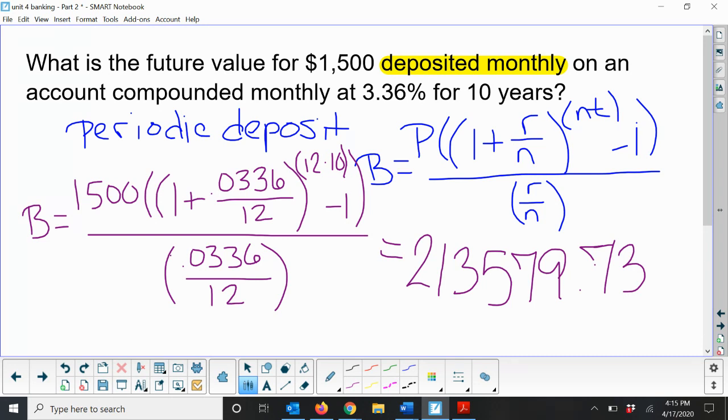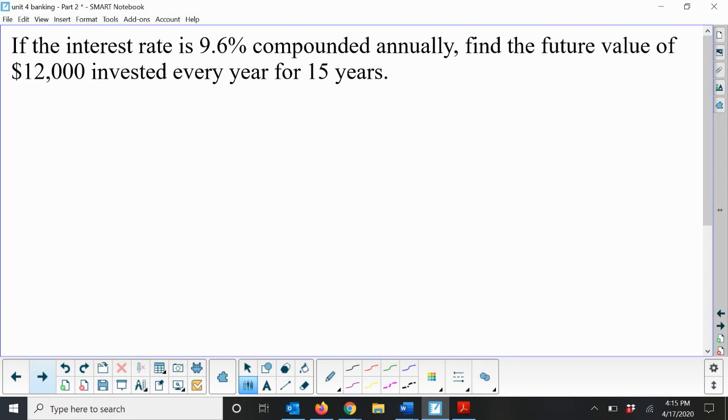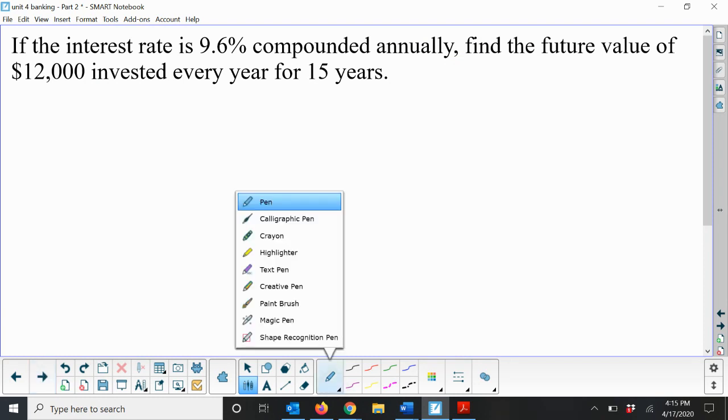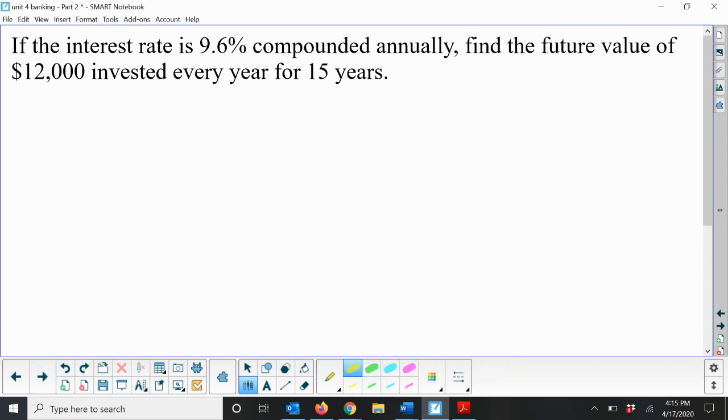A lot of people do this when they're saving for retirement. But again, the important part here is this deposited monthly, those repeated deposits. Our second example here, we have our interest rate, 9.6% compounded annually. We are investing $12,000 every year for 15 years.